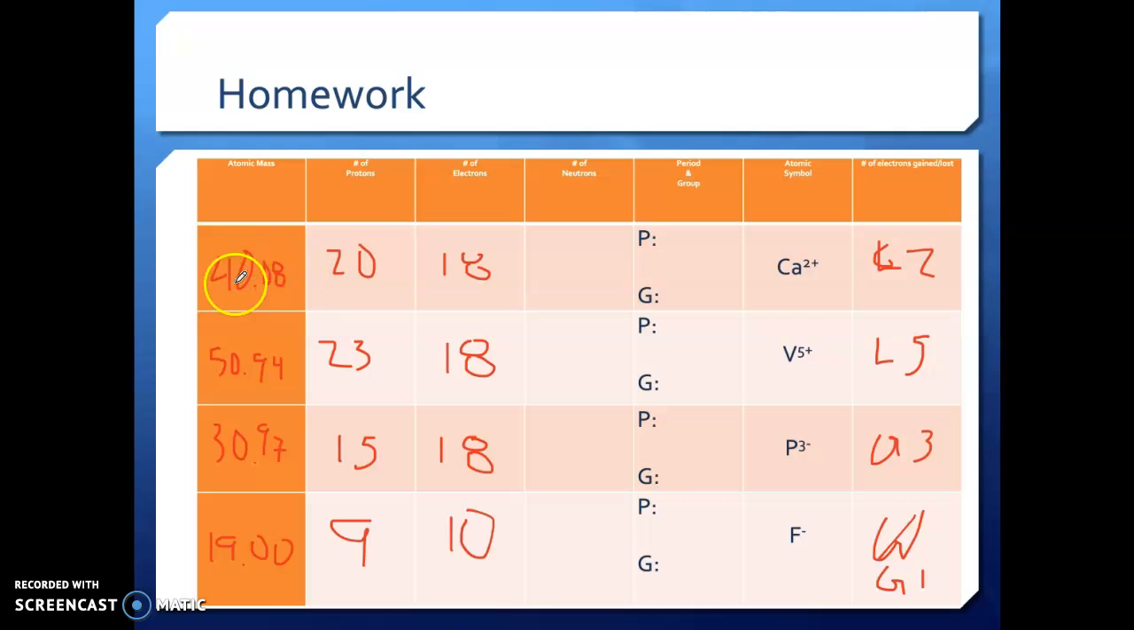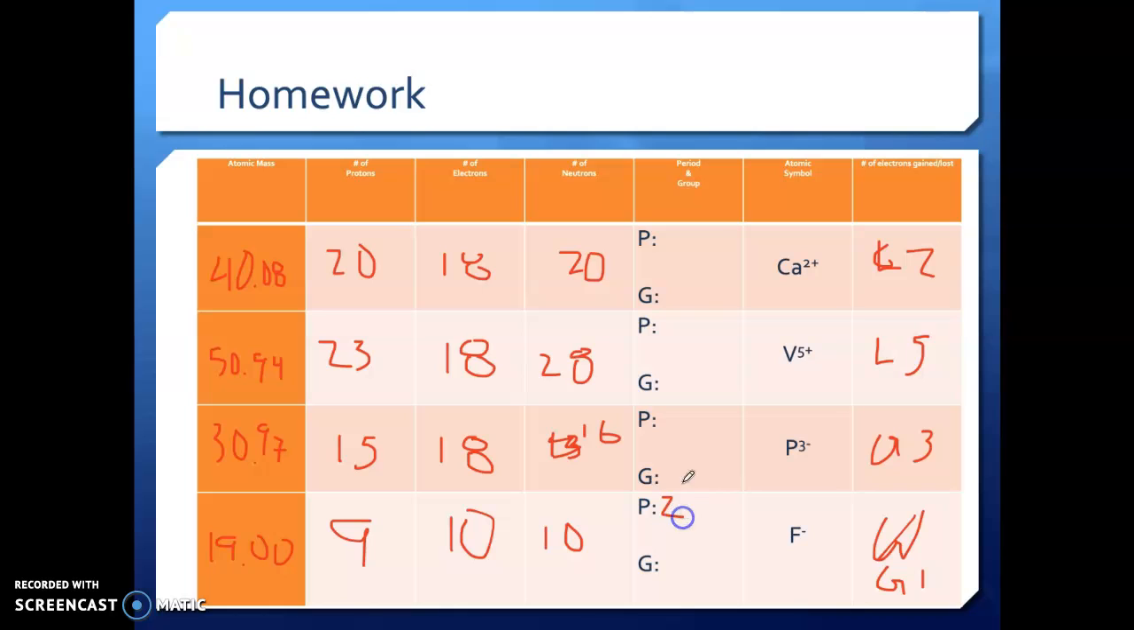So now 40 minus 20 gives me 20 neutrons. Remember, round to the nearest whole, then subtract. 51 minus 23 gives me 28. And 31 minus 15 gives me 16. That's my fault. 19 minus 9 gives me 10.